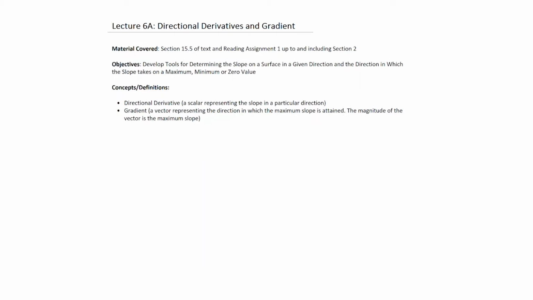The concepts and definitions that we'll develop over the course of this lecture are the directional derivative, which is nothing more than a scalar representing the slope in a particular direction, and the gradient, which is a vector representing the direction in which the maximum slope is attained, and the magnitude of the vector is the maximum slope.